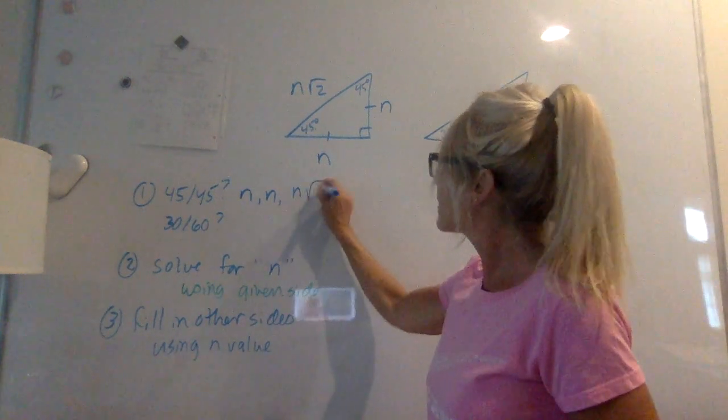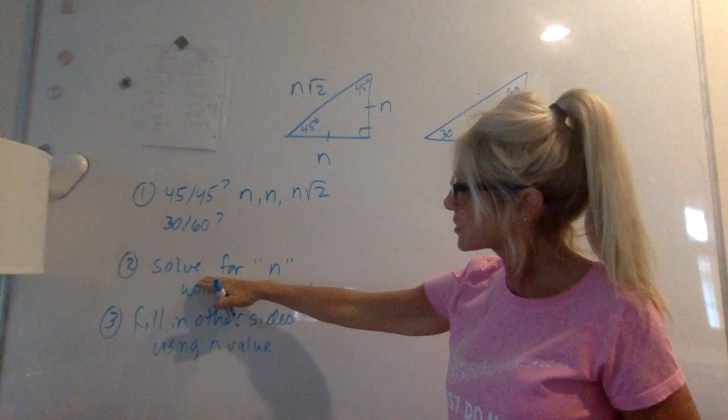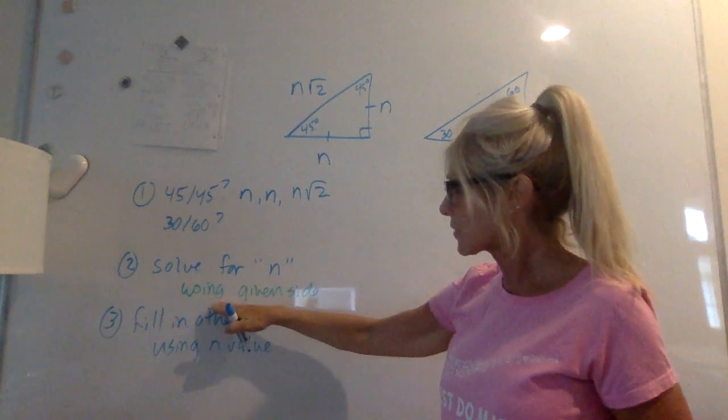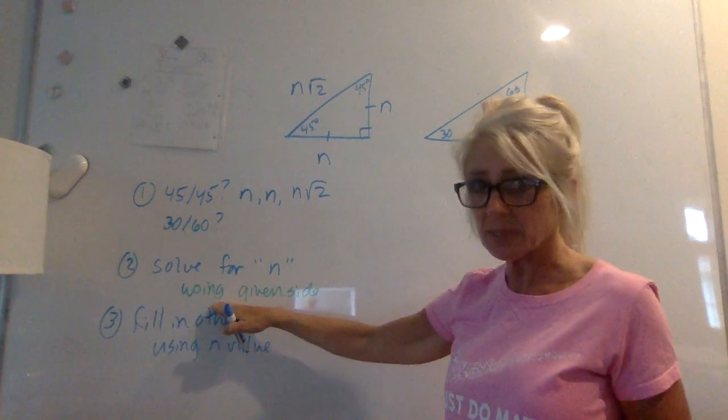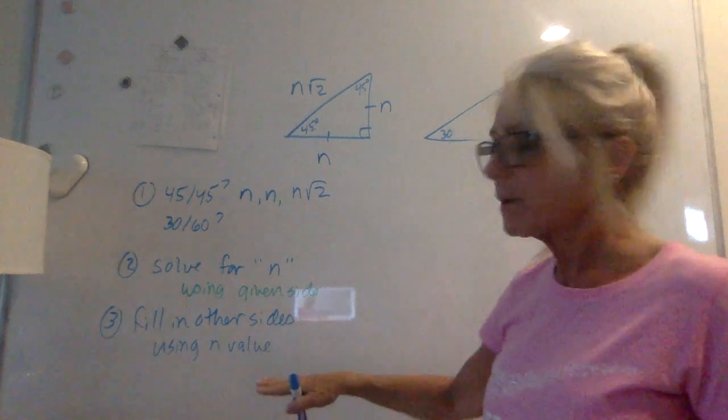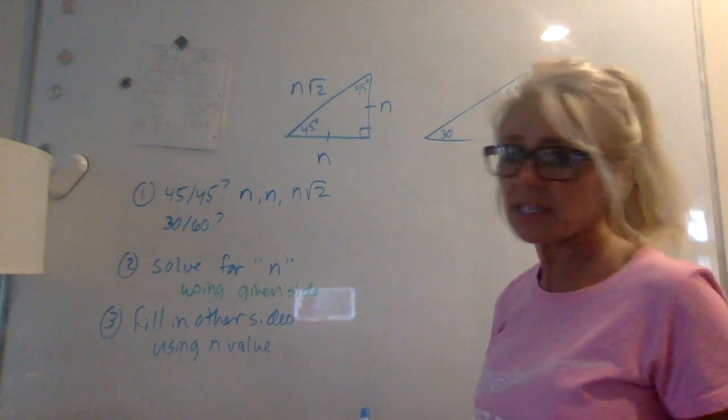Once I have that labeled, my second step is going to be to solve for N using the given side, and I'll go through the examples. And then my third step is going to be filling in the other sides using the N value.